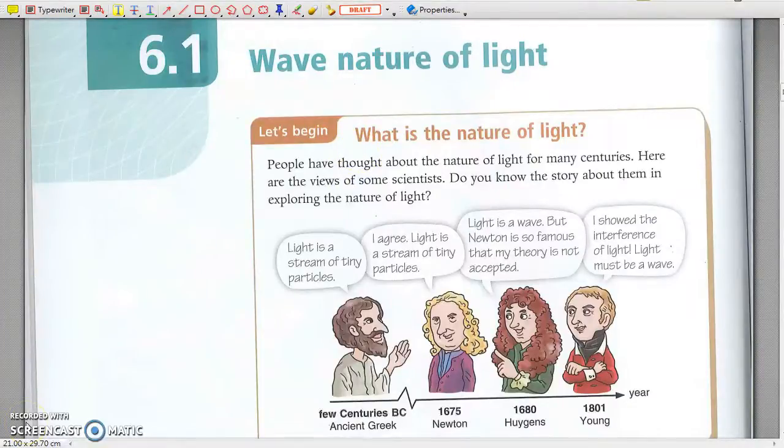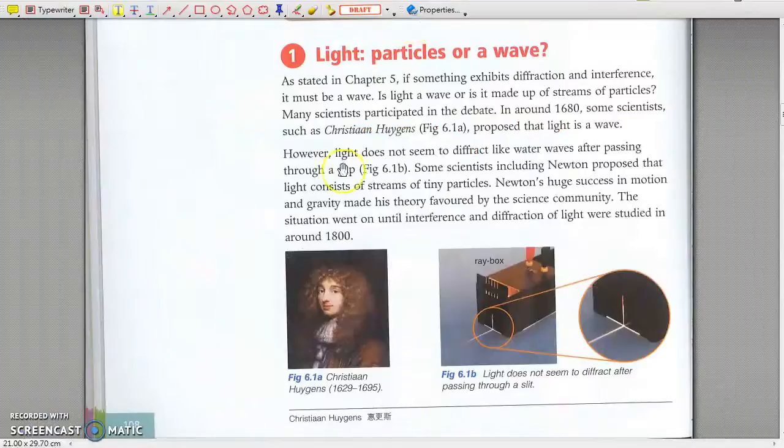What is light? A stream of tiny particles? Even Newton believed so. Light is wave? Most people nowadays accept that light is kind of wave. But if you ask me, I will say, both are correct. 1. Light, particles, or a wave. Light exhibits both diffraction and interference, so it is a wave for sure. It was verified 200 years ago.